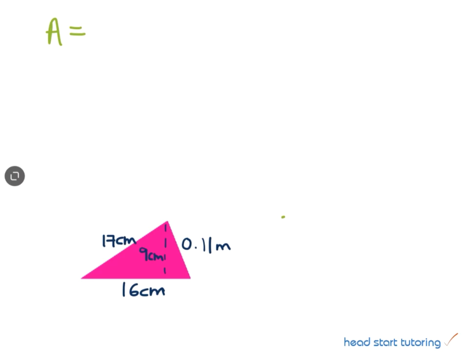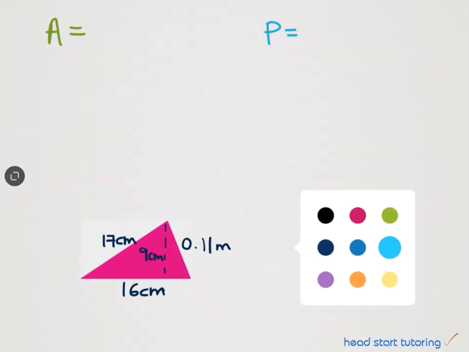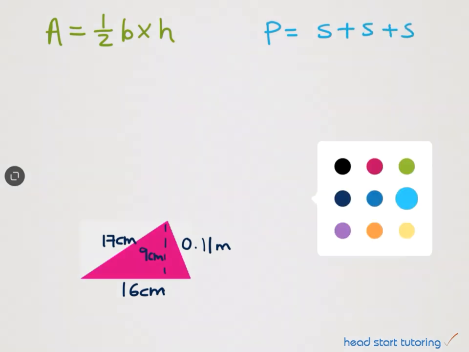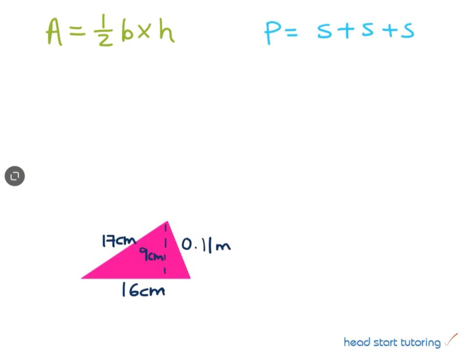If we are asked to find both the area and perimeter of this triangle, what we need to do is firstly remember the formulae. So the area of a triangle is half the base multiplied by the height, and the formula for the perimeter of any triangle is side plus side plus side.